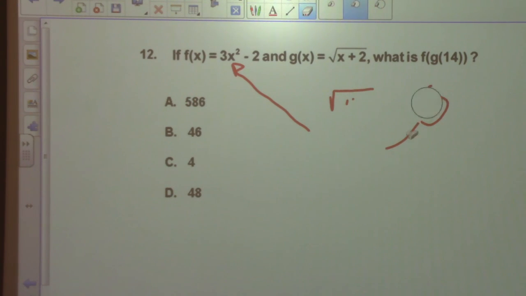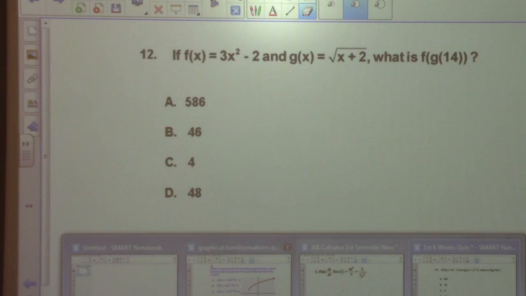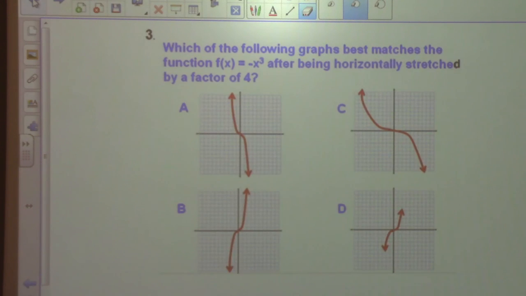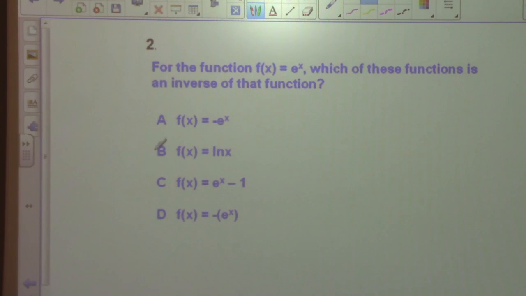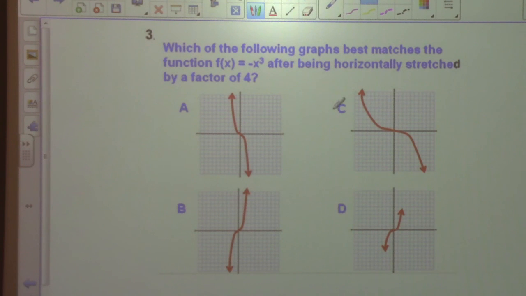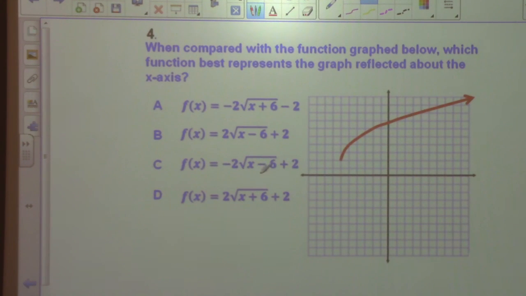And then we have the other quiz I gave you here. I want you to go over that. I'll go over this really quickly. This one here is going to be B. Okay, that's B. This one here is going to be B, inverse function. This one here is going to be C, horizontal stretch. We'll make it wider, okay? And the last one's going to be A.